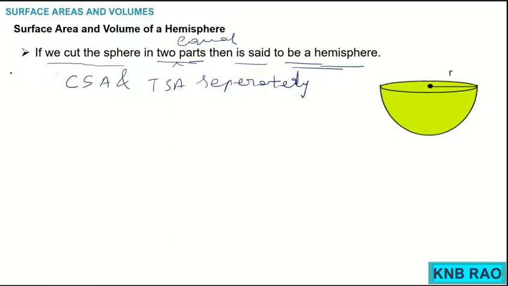Okay, it will have CSA and TSA separately. What is CSA? CSA is this portion, only this curved portion, and it has one base now. It's a circular base. The top is circular, or the base is circular. You could see on the top of it. So CSA plus the area of the base becomes the TSA.